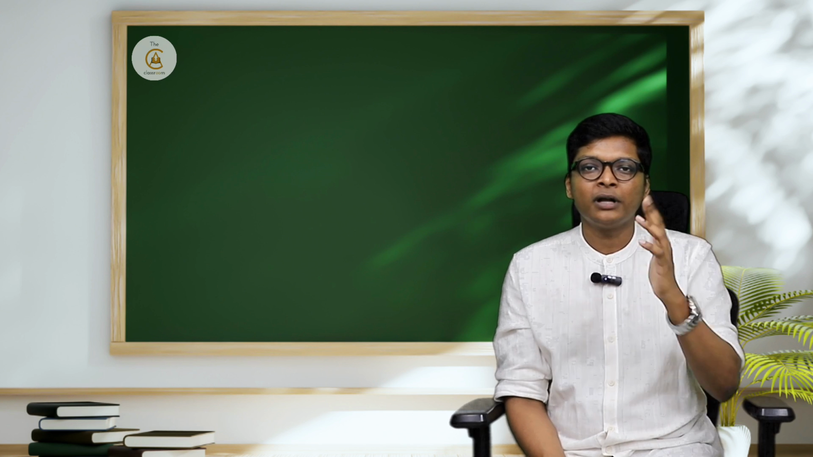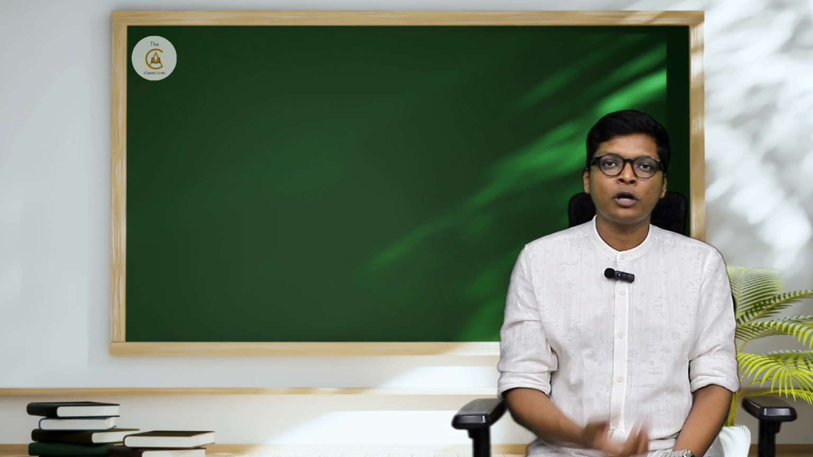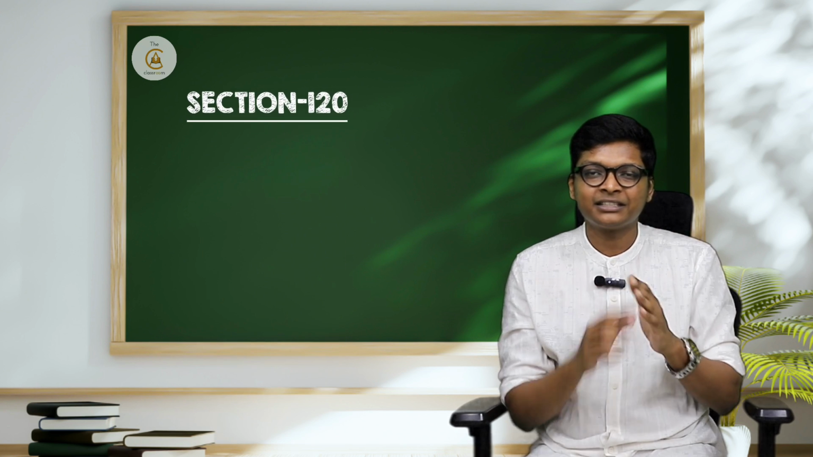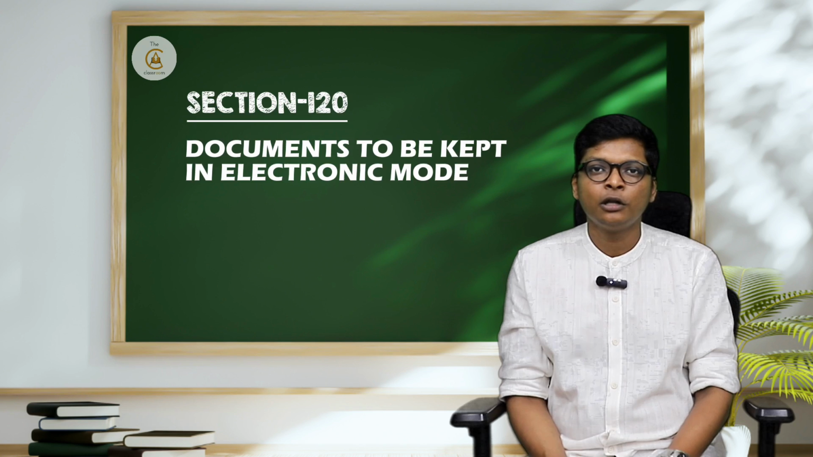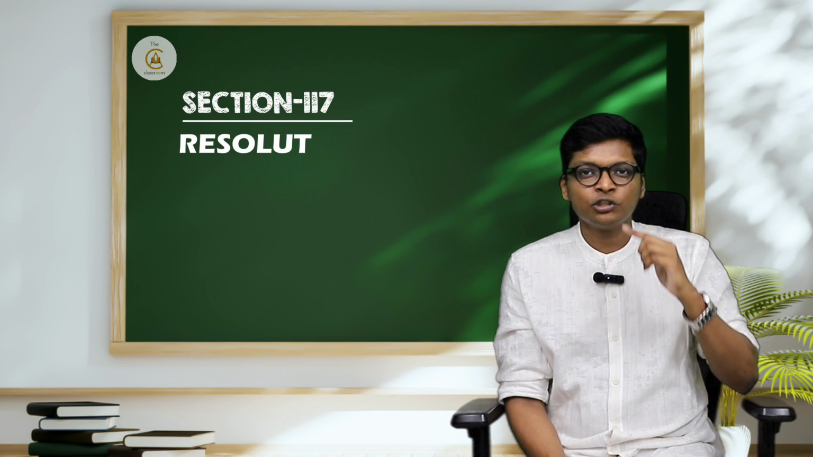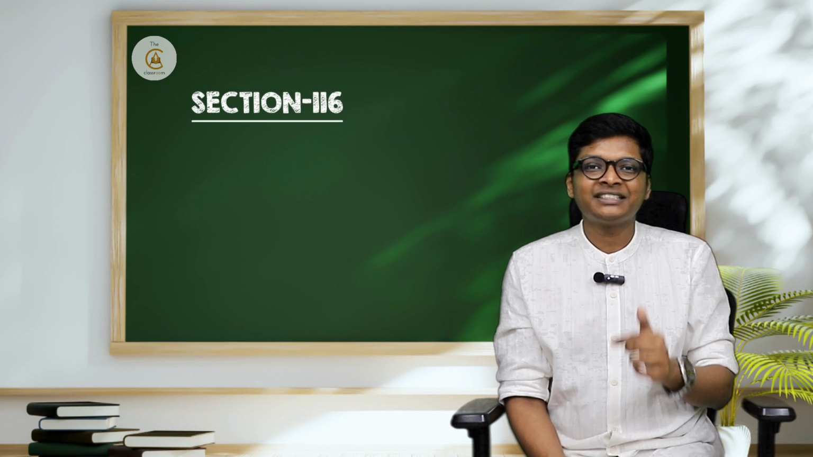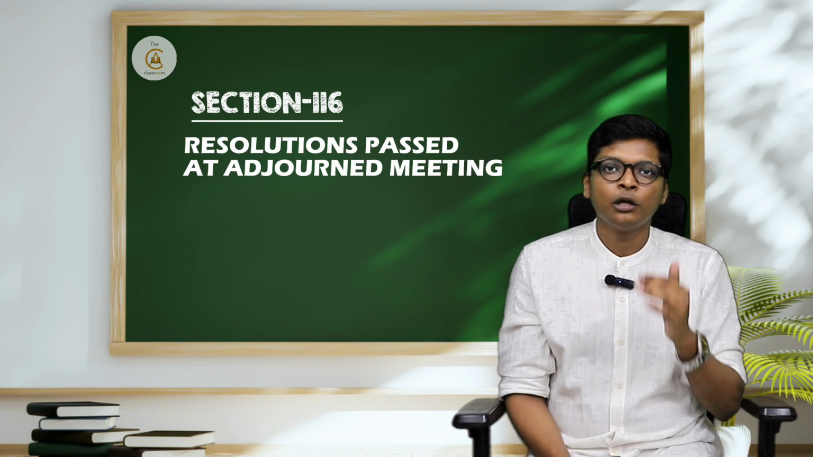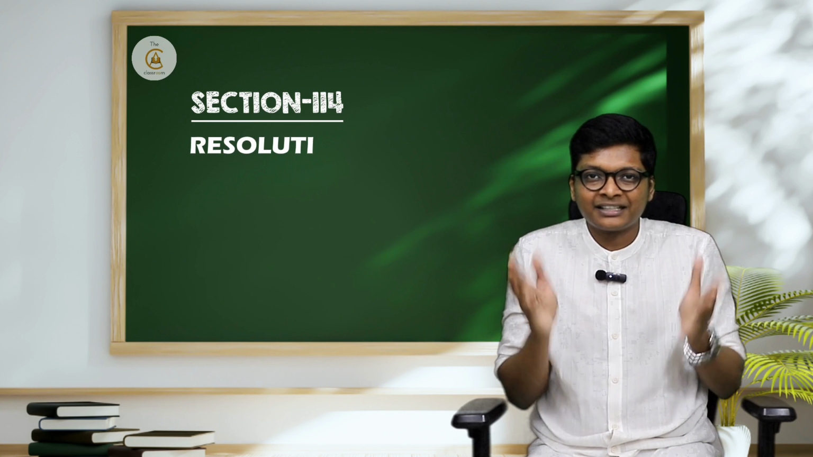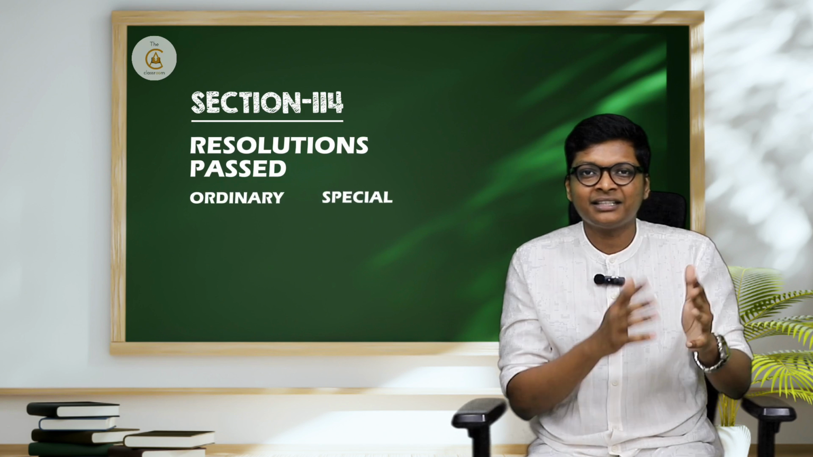Next 122 OPC chapter, AGM chapter not applicable for OPC. 121 is report on AGM. 120 is documents in electronic mode for this chapter. 119 inspection of minutes. 118 is minutes. 117 is resolutions to be filed with ROC. 116 is resolutions filed at adjourned meeting. 115 is special notice. 114 is basically your resolutions passed in this OR and SR.